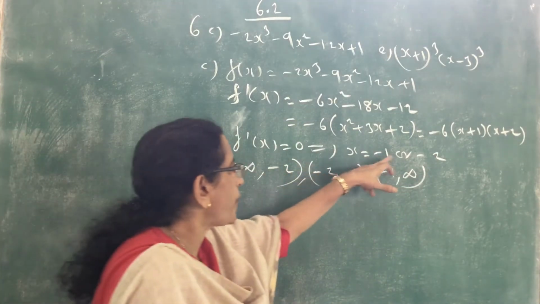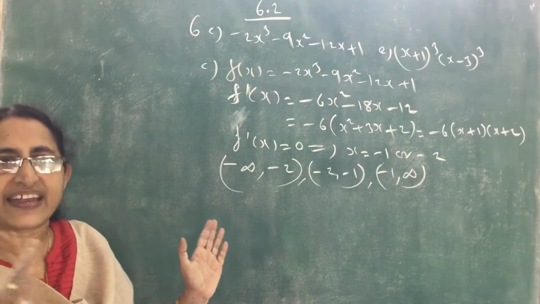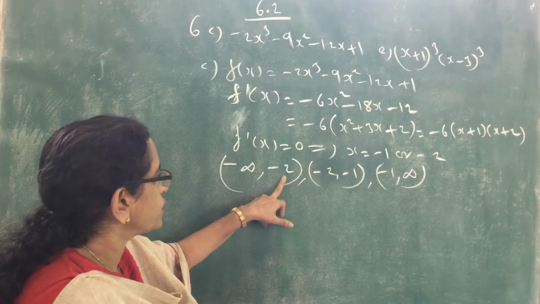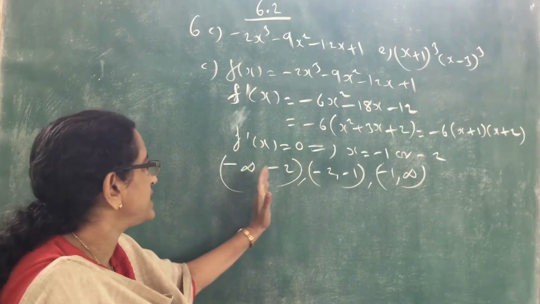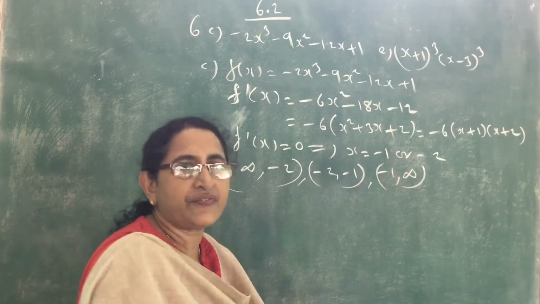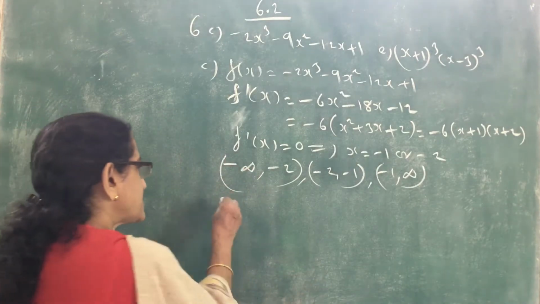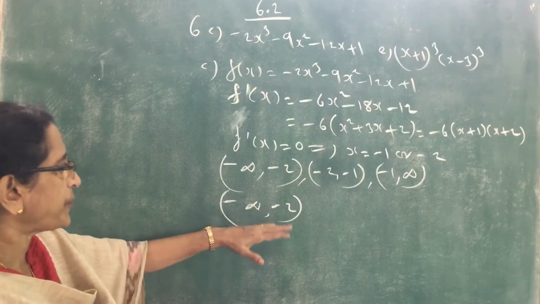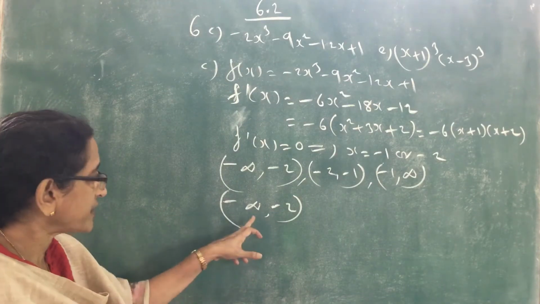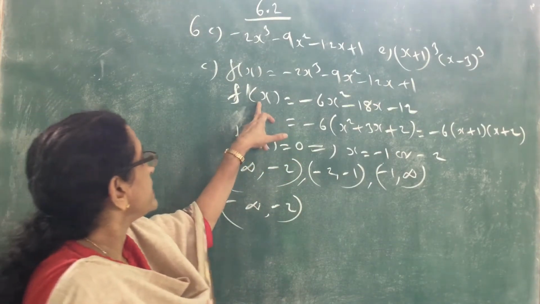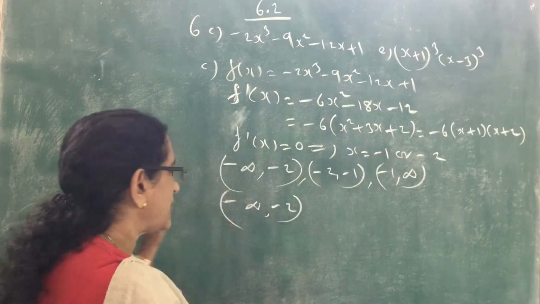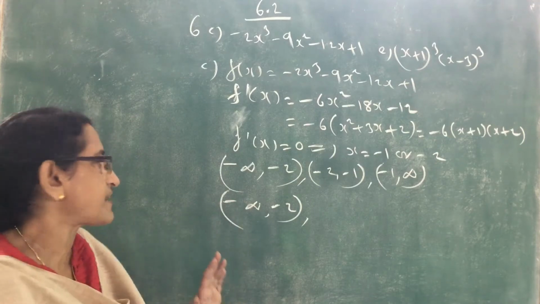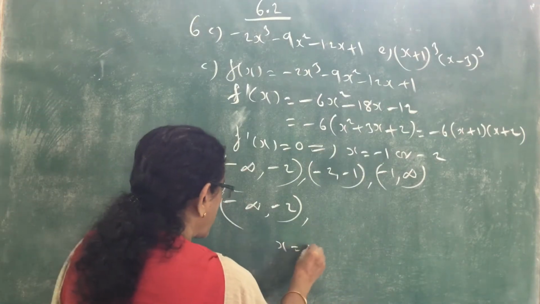So at these 2 points, we split the interval minus infinity to infinity in the increasing order: minus infinity, minus 2, minus 1, infinity. Now consider the first interval, minus infinity to minus 2. In this interval we substitute any number belonging to this interval in the derivative f dash x. Between minus infinity and minus 2, we can substitute x equal to minus 3.